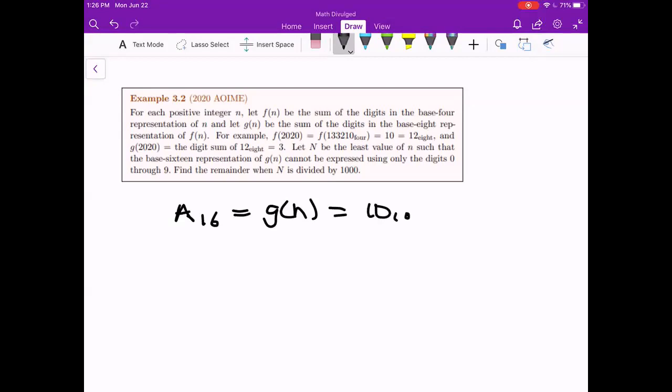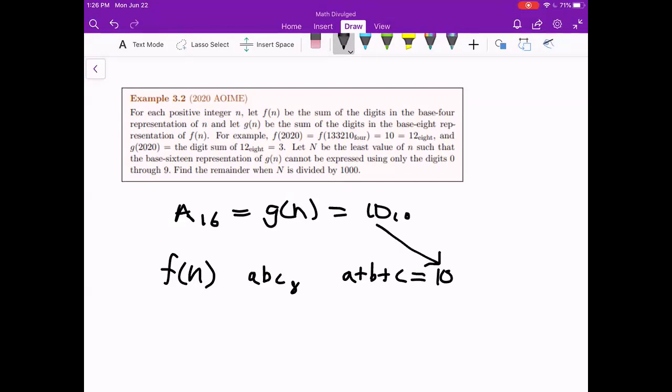Now it tells us that g of n is the sum of the digits of the base 8 representation of f of n. So if we have f of n and it's some number, let's say a, b, c, in base 8, that means a plus b plus c is equal to 10. And this 10 is from right there. So we want to minimize this number too.